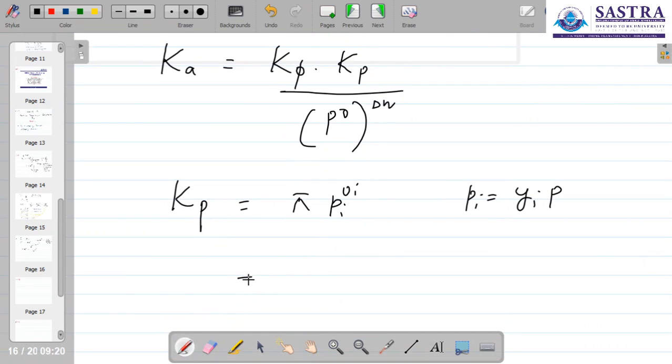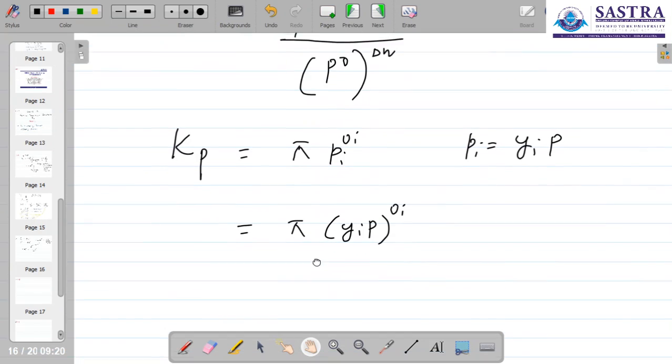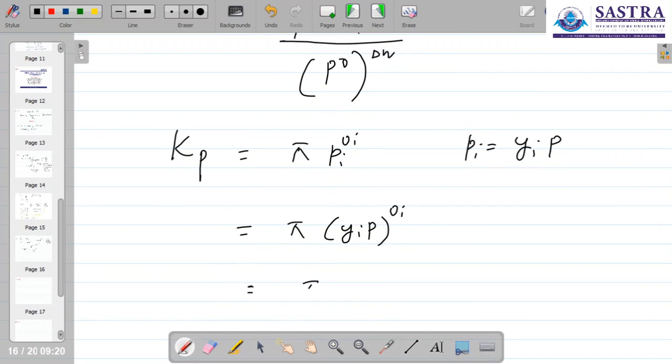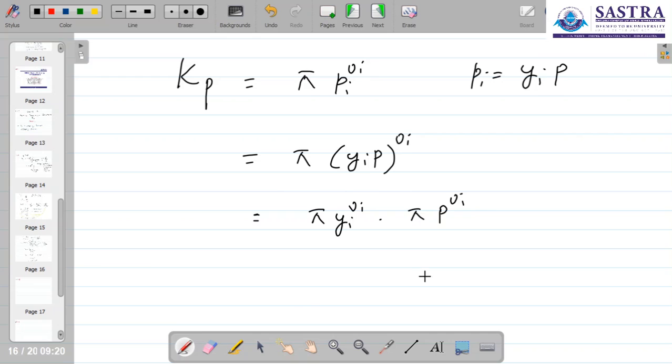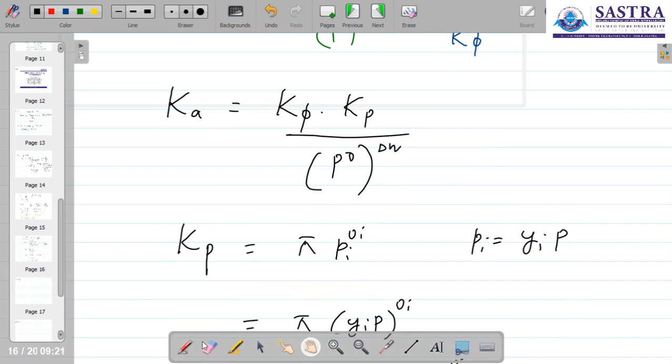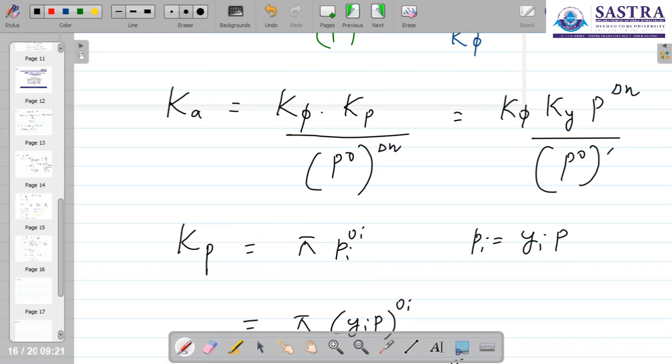So eventually this can be written as a product of mole fraction times the system pressure raised to their stoichiometric coefficient, which means this is split as y i raised to their stoichiometric coefficient times the product of pressure raised to their stoichiometric coefficient. The product of pressure raised to the stoichiometric coefficient eventually gives rise to P power delta n, and this is Ky, the equilibrium constant based on the mole fraction. So if you substitute this expression over here, we get K phi into Ky P power delta n divided by P naught power delta n.